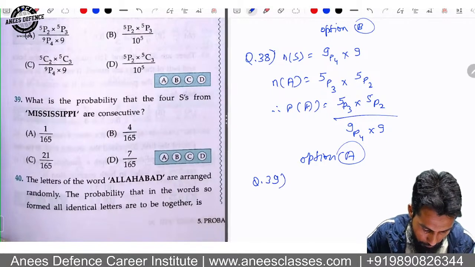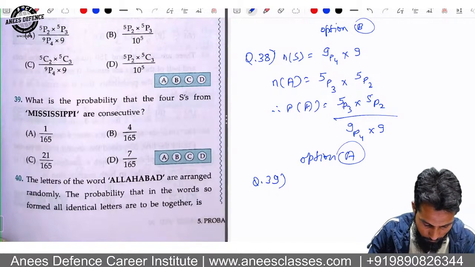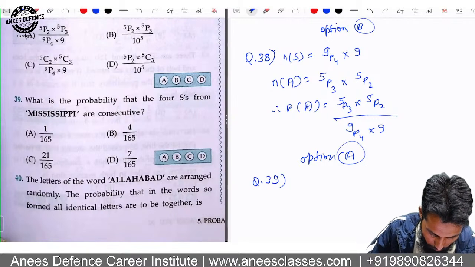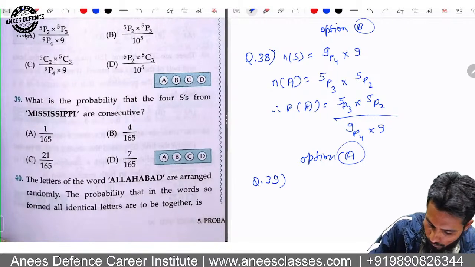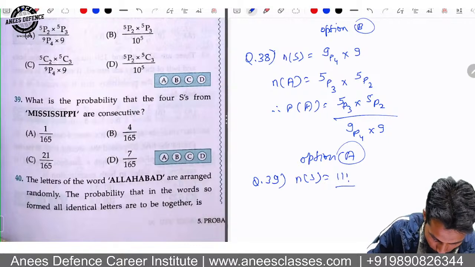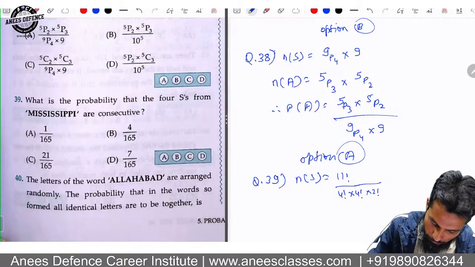Mississippi. The 4 S's from Mississippi are consecutive, means together, one after the other. So if you take first, how many alphabets are there? 4, 4, 3, that is 11. So n of S equals 11 factorial divided by 4 factorial, multiplied with 4 times I, and P 2 times, 2 factorial. Okay, so this is the total sample space.